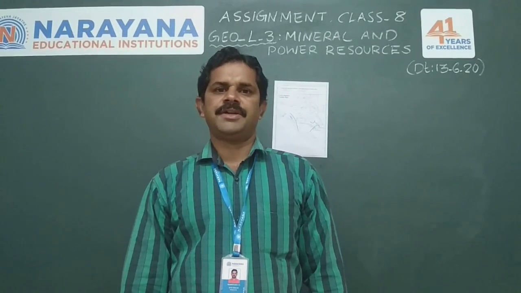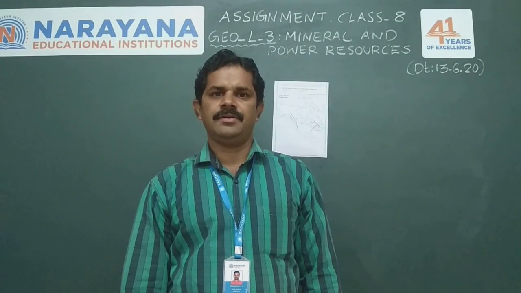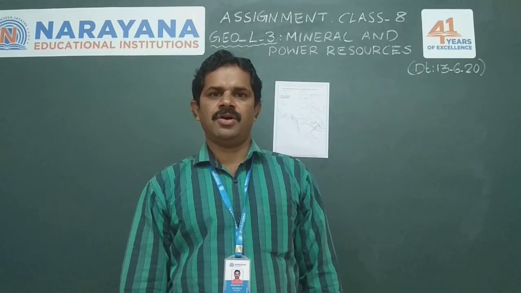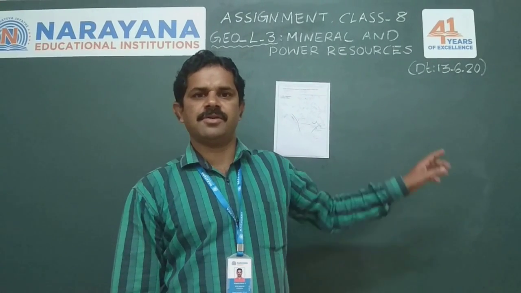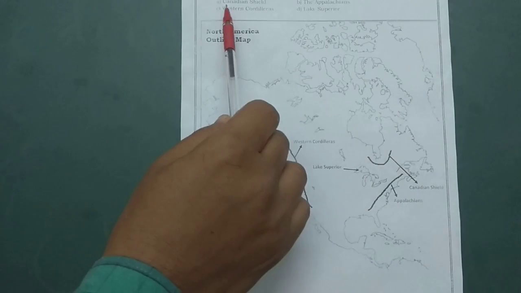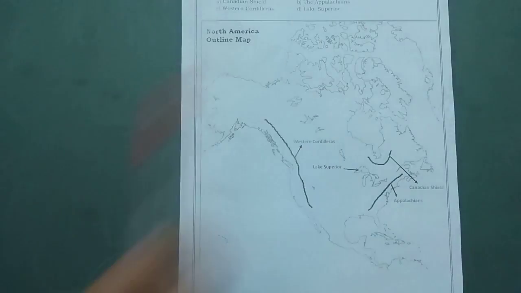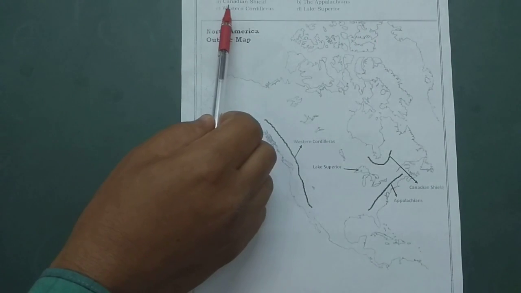Now we have completed 10 questions. The 11th question is based on map pointing. So let us see the North American continent. There are 4 places of map pointing. Locate the following regions in the North American outline map. We have 4 regions to be located.